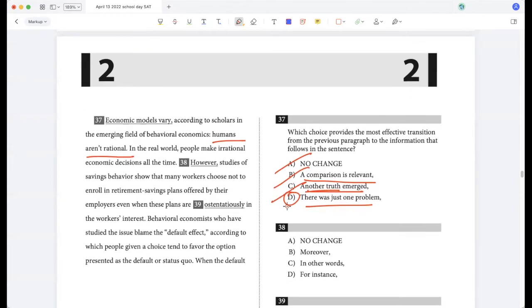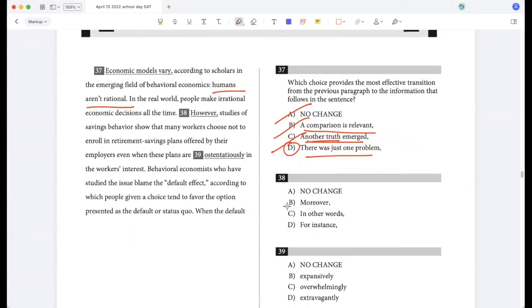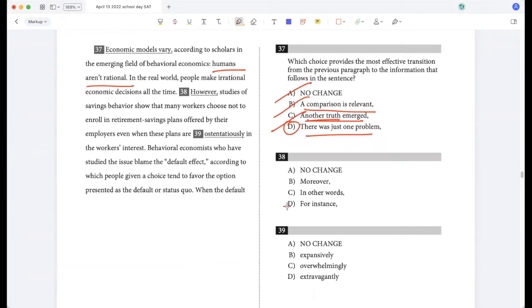In the real world, people make irrational economic decisions all the time. However, studies of savings behavior show that many workers choose not to enroll in retirement savings plans offered by their employers, even when these plans are ostentatiously in the workers' interest.